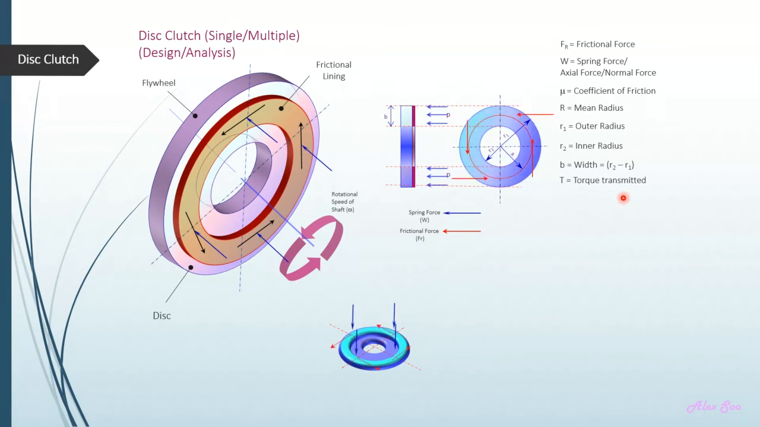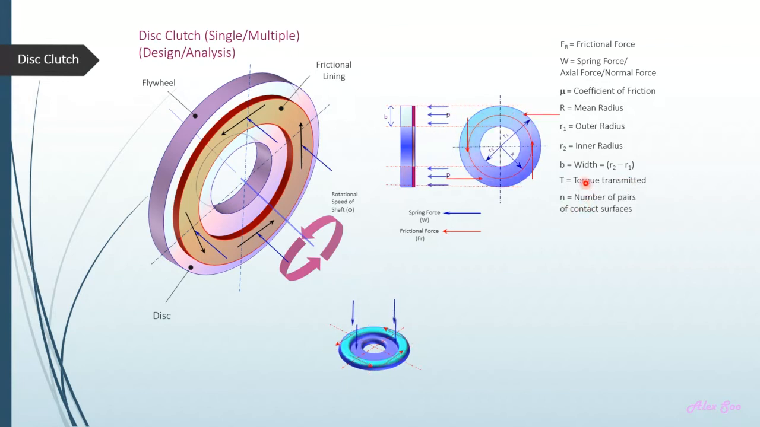T is the torque transmitted. Remember the definition of torque is tangential force multiplied by radius. All rotating objects require torque. All objects that move in a straight line require force. Since the clutch is a rotating object, it requires a torque in order for it to rotate. So torque is equal to tangential force times radius.